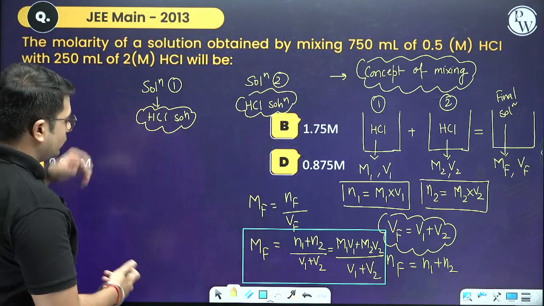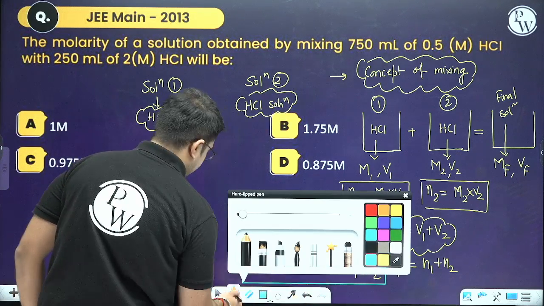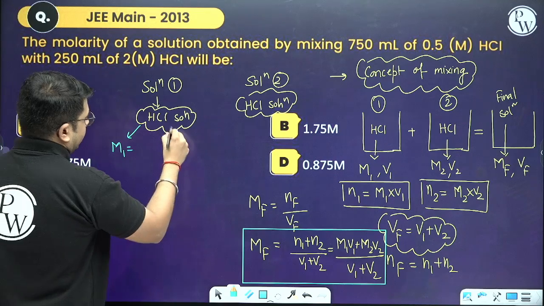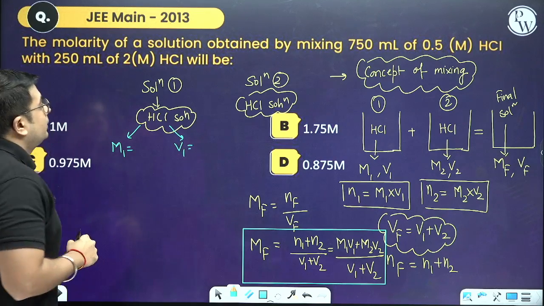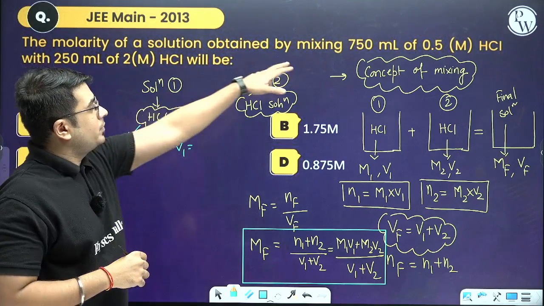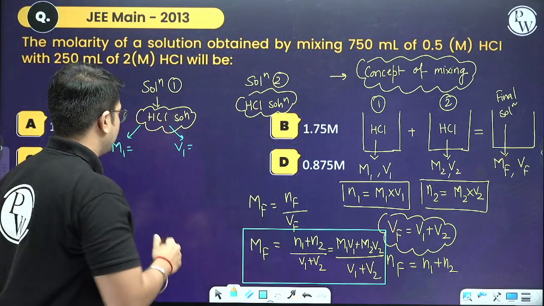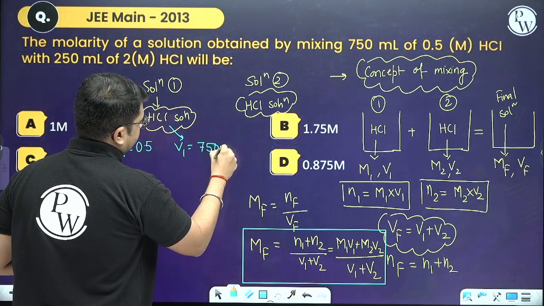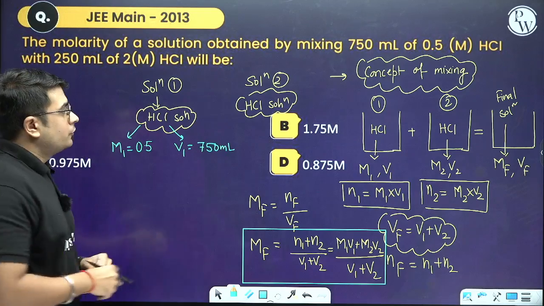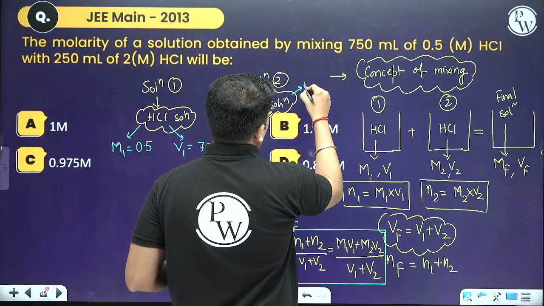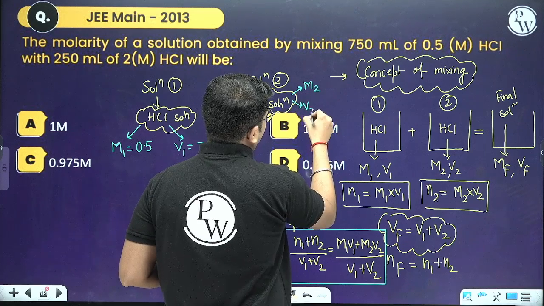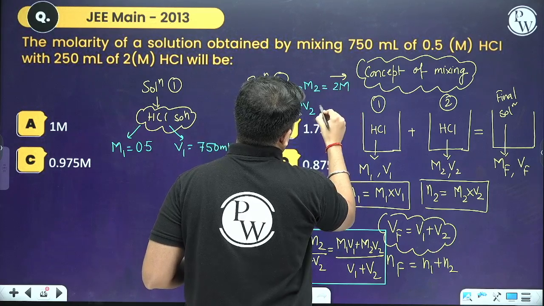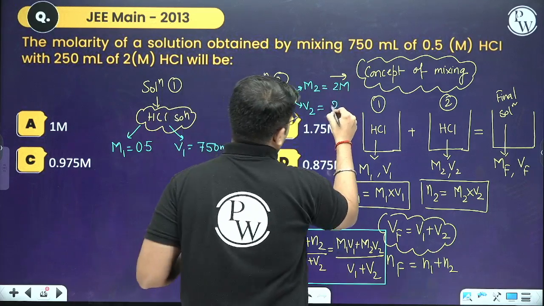Now in this particular case, you can see that we have solution 1. In this case, M1 as well as V1 are given. So the molarity of the solution obtained by mixing 750 ml of 0.5 molar: so we have 0.5 molar and 750 ml on this side. For this situation, M2 and V2 are also given. M2 is 2 molar, and V2 is 250 ml.